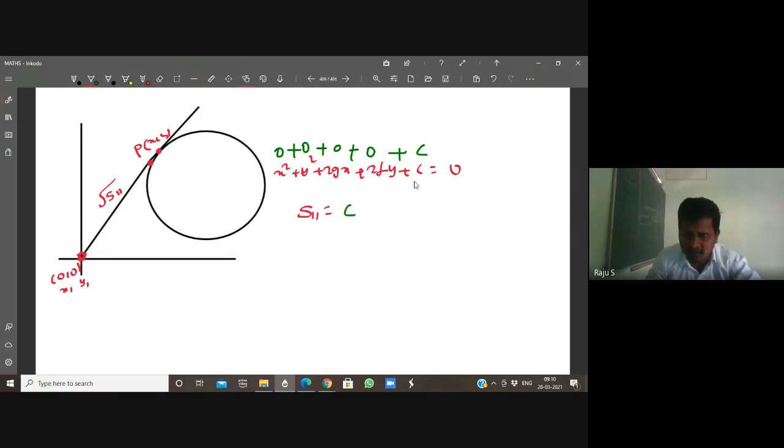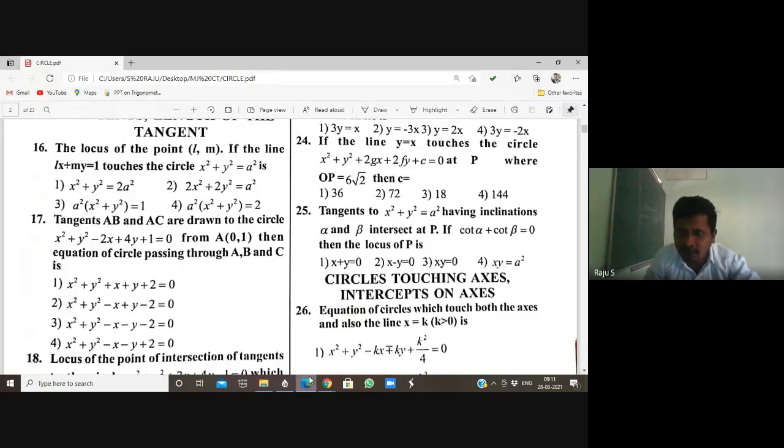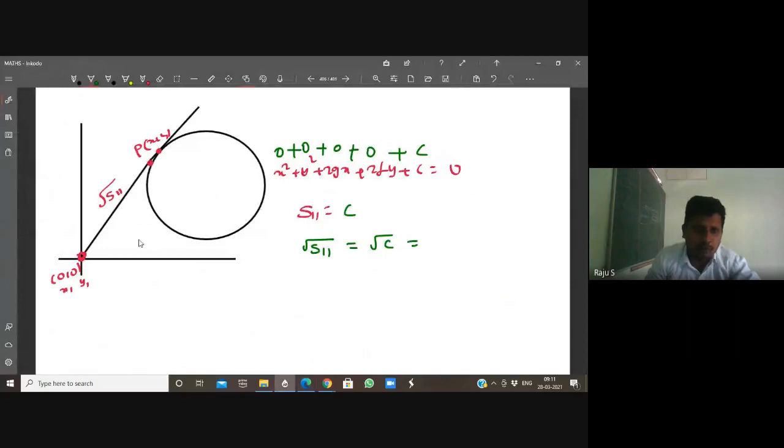This is the given circle. S double one means substitute origin in the given circle. So this is S double one. But length of the tangent will be root S double one. That is equal to root c. So length of OP distance. OP distance clearly they given. Like what is the distance they given? 6 root 2. OP is 6 root 2. OP nothing but root S double one, length of the tangent, 6 root 2.